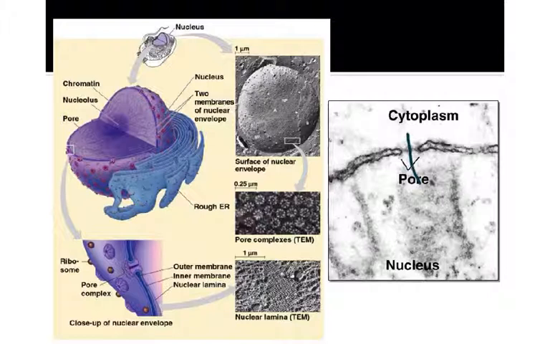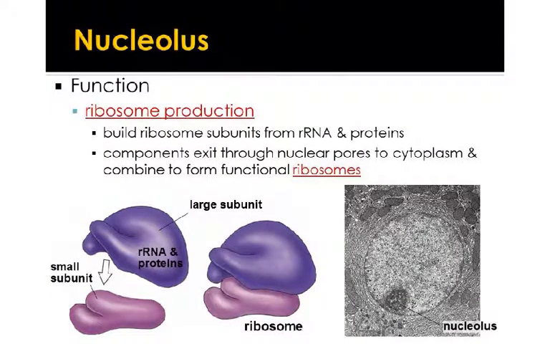This is an electron microscope image of a nuclear pore, and you can see that things can enter and leave the nucleus through that pore. Inside the nucleus, you have a nucleolus. The function of the nucleolus is to make ribosomes out of rRNA and proteins. These components will attach to one another. You'll have your ribosome, and then the ribosome will leave to go out to the cytoplasm through the nuclear pore.